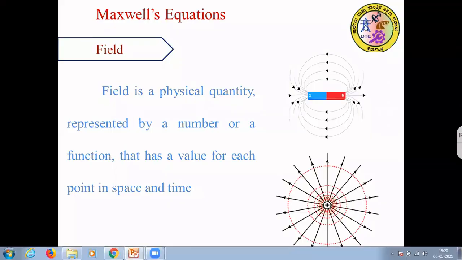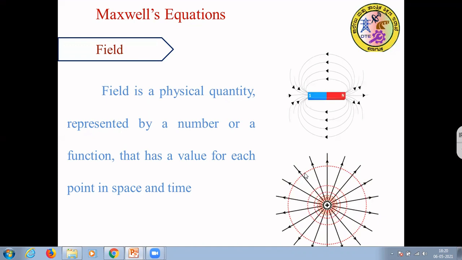Let us look at the field concept. What is a field? Suppose we have a bar magnet. Then we know that around this magnet, we can look at the diagram here, there is a region of influence. This region of influence is called magnetic field. Similarly, suppose we consider a positive charge here, then around this positive charge also there is a region of influence. This region of influence is called electric field.